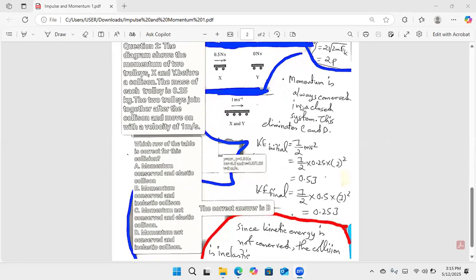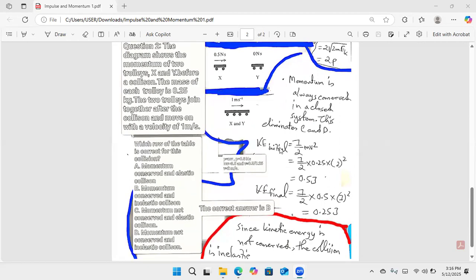Momentum is always conserved in a closed system. This eliminates C and D. Momentum equals mass into velocity. p equals 0.5, given in the question. mv equals 0.5 and v equals 0.5 by 0.25, which equals 2 meters per second.